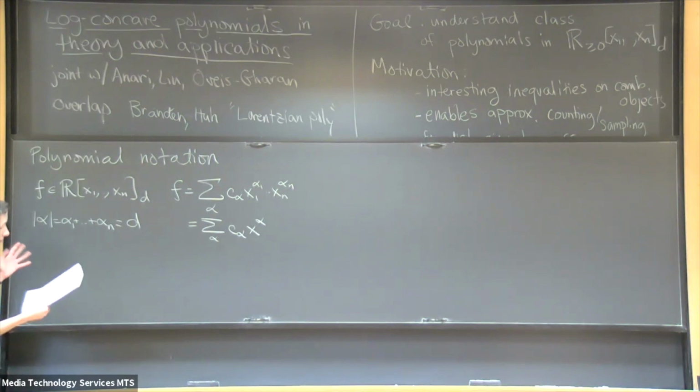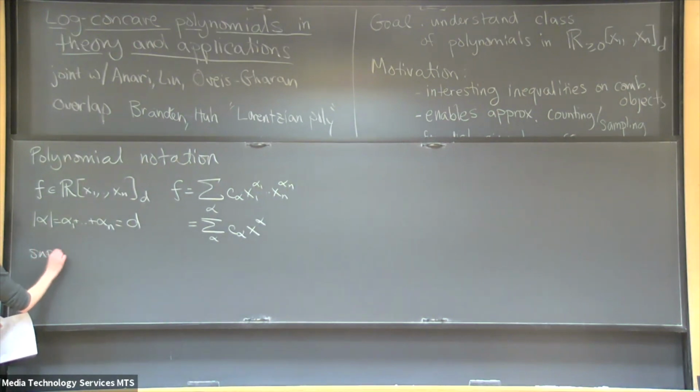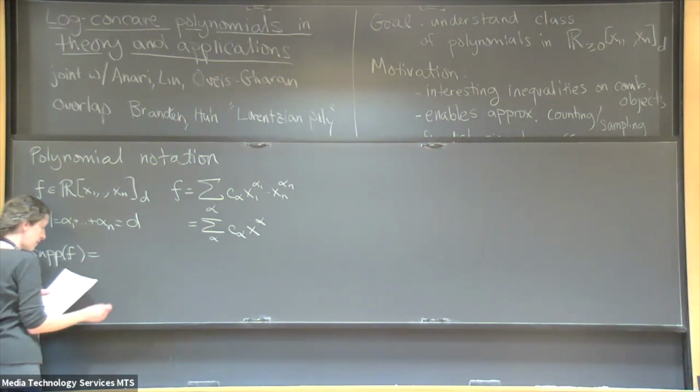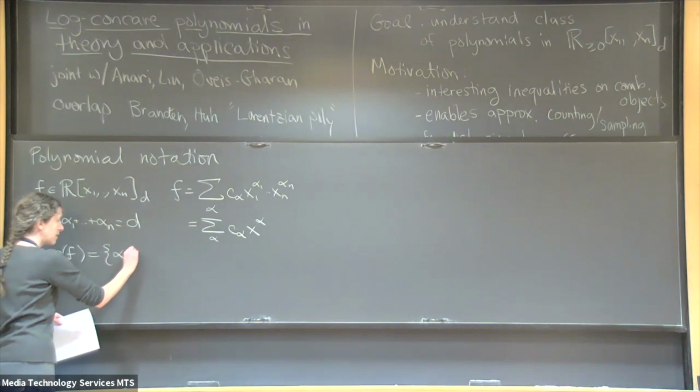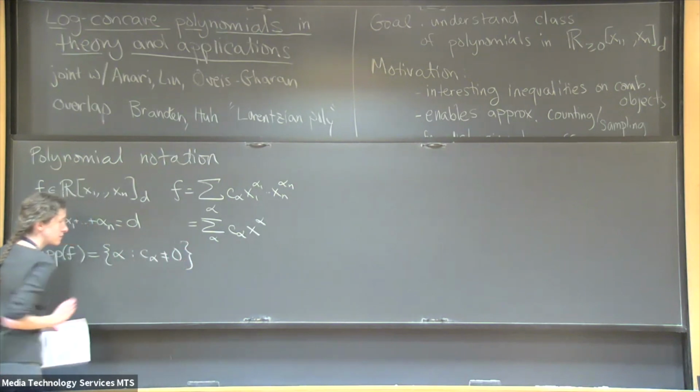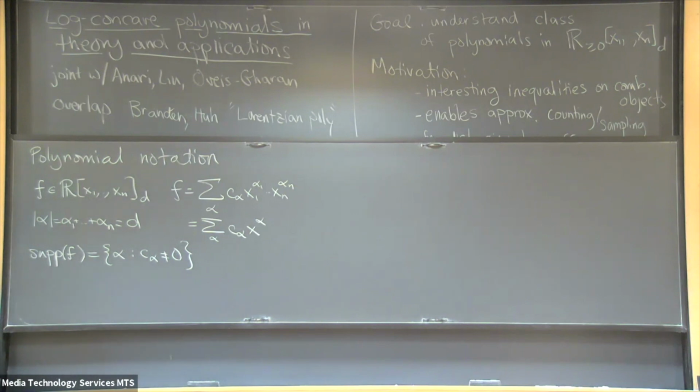And for a polynomial, I can record what monomials show up, which I'll call the support of the polynomial. So this would be the set of exponents that show up with non-zero coefficients. And I might also be interested in the Newton polytope. I can associate a polytope to such a polynomial, and it's just going to be the convex hull of the support.